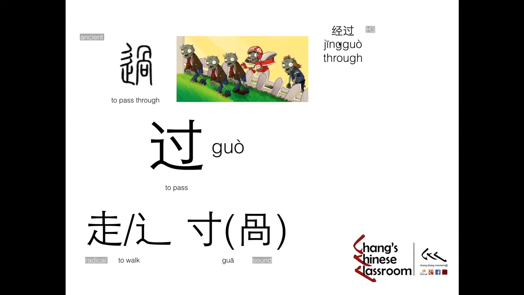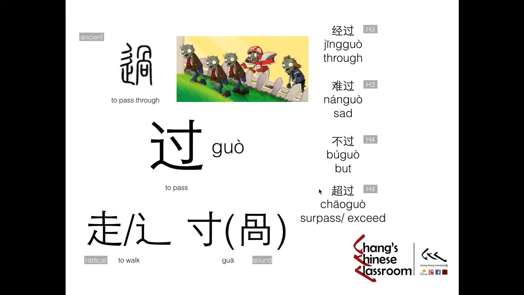The vocabulary, the first one, 经过. 经 means been through or passed through, pretty much the same meaning. And two similar meanings combined mean through. And this one, 难过. 难 is hard, right? So hard to pass, something hard to pass. That means sad. And this one, 不过. Something you cannot pass means but. There's a twist. And the last one, 超过. 超 means super. All right, so it's a super pass, surpass.